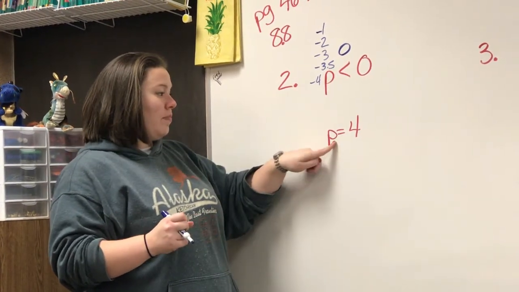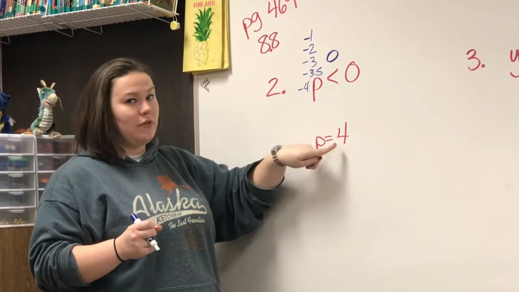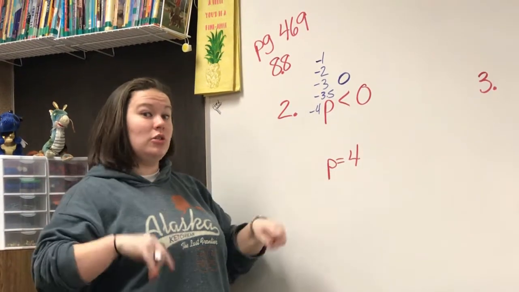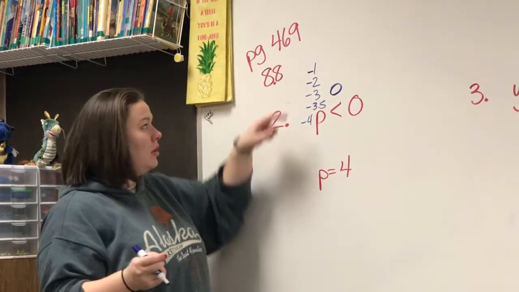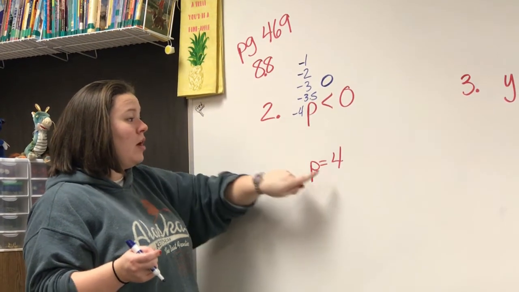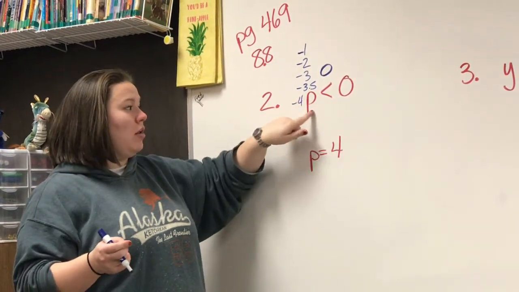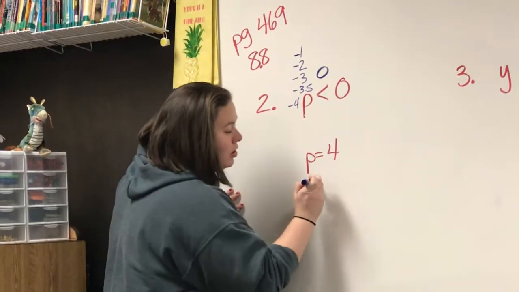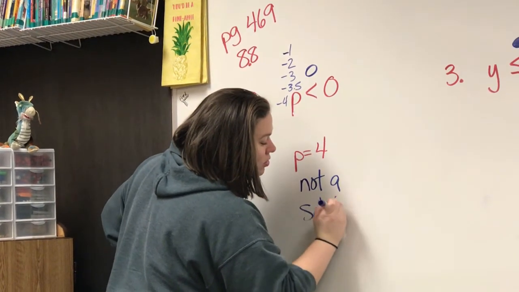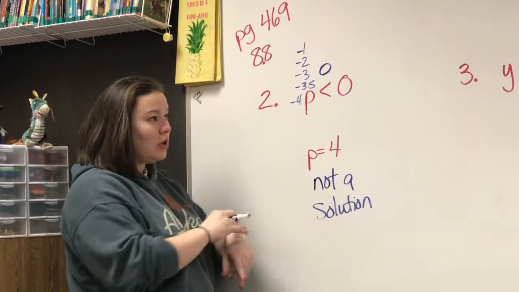So, it says P, this number, is equal to +4. We are to answer the question, is it a solution or is it not a solution? And all of these numbers have negatives in them. This one says -4. 4 is greater than 0. We want a number that's smaller than 0. So 4 is not a solution. Okay, that's your answer to problem number 2 in your book.